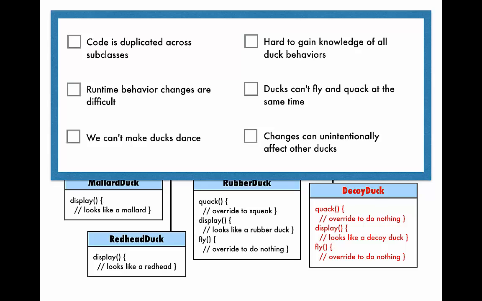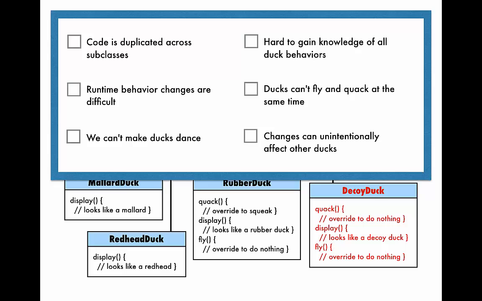Runtime behavior changes are difficult to change. This means that if we have, say, a mallard duck, which can fly just fine, and we want to change that behavior at runtime, say, for example, the duck is captured or the duck becomes tired, can we modify the flying behavior of that particular mallard duck object so that it can no longer fly?